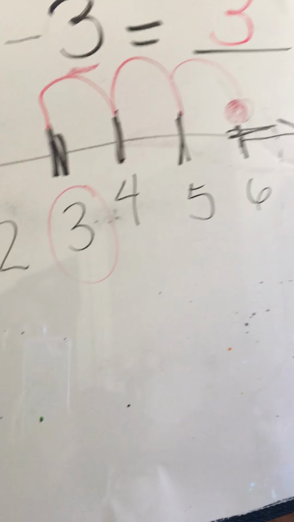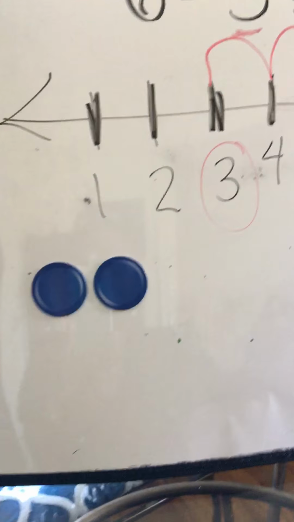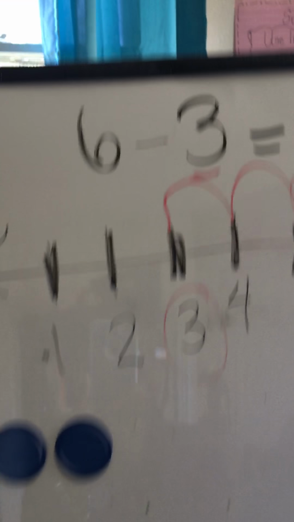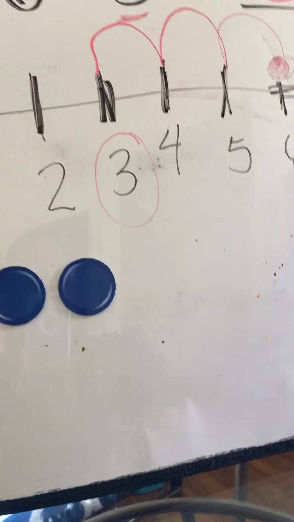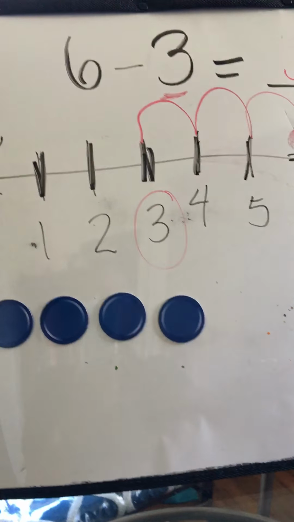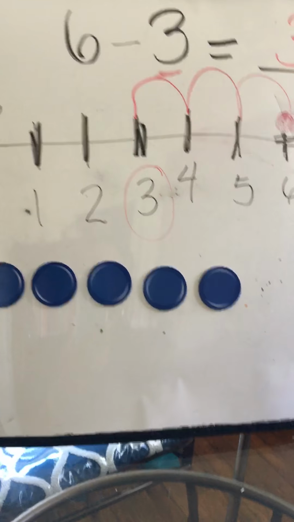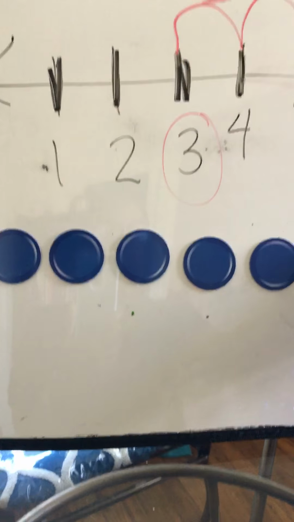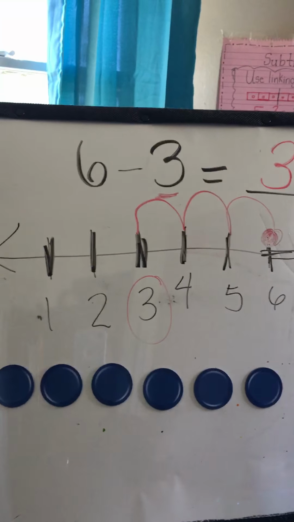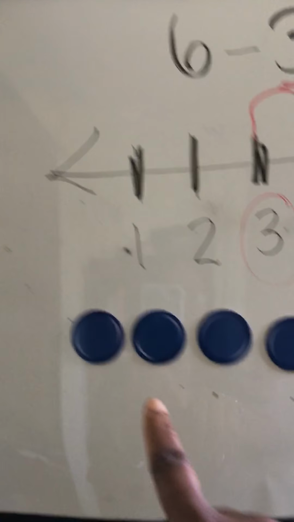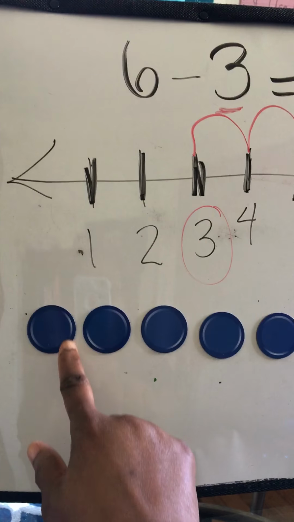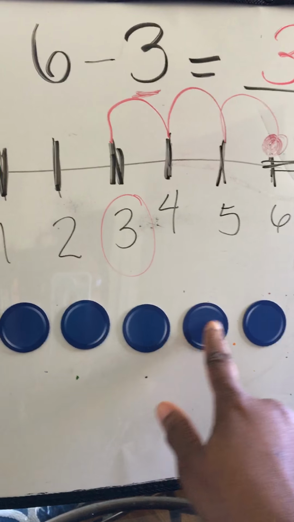So I got some more manipulatives on the table. Actually, I'm going to use some magnetic ones. So how many am I going to begin with? The whole is 6. So I'm going to add 6. 1, 2, 3, 4, 5, and 6. It says 6 minus 3. So I need, okay, I have 6. Let me count them to make sure. 1, 2, 3, 4, 5, 6.